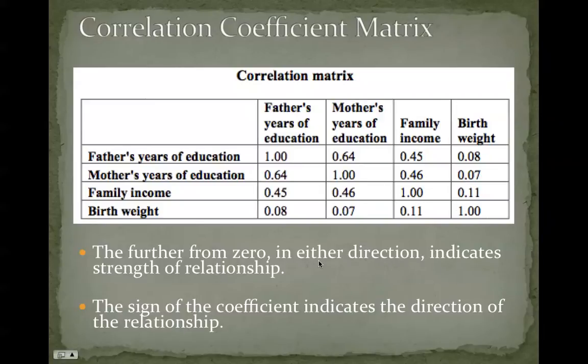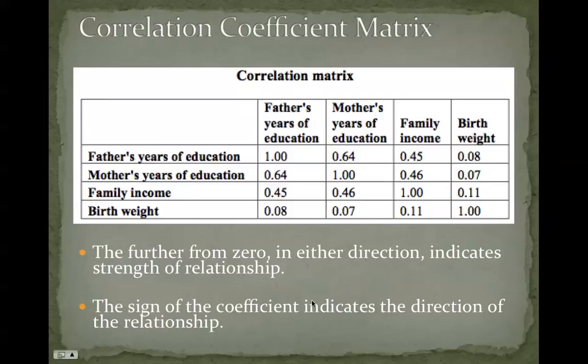The further from 0 in either direction indicates the strength of the relationship, okay? So 1.00 is a very strong, in fact, the strongest relationship you can have. And if you had a negative number, if it was a -1, it would be the strongest relationship you could possibly have in the other direction. But a relationship of 0.07 is very, very close to 0. And a 0 means no relationship exists at all.